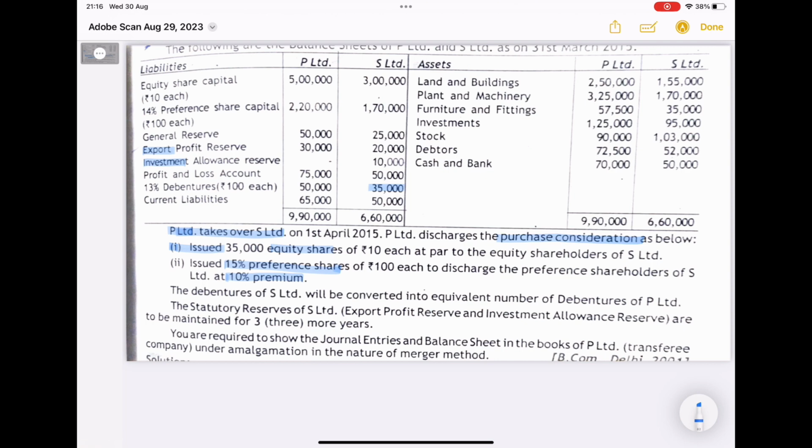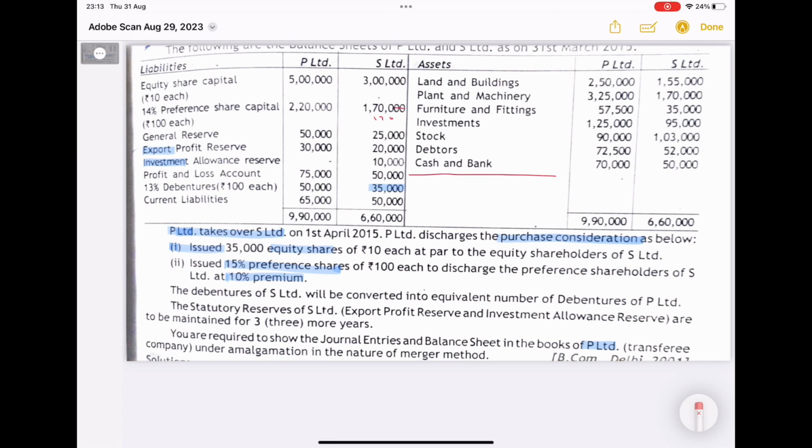You are required to show the journal entries and balance sheet in the books of P Limited, which means we are going to pass the journal entries in the books of transferee company. We are not preparing the realization account, nor showing the transferor company's account. We are showing only the opening entries of P Limited after the acquisition. So we will calculate the purchase consideration value.